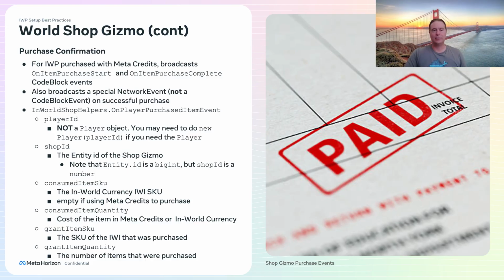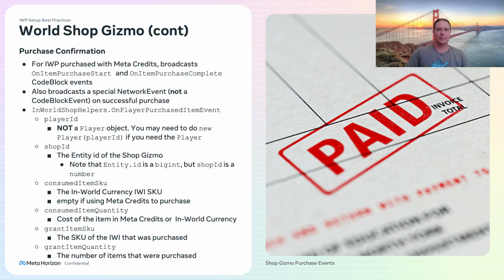This consumed item SKU, if it wasn't meta credits, would be the coin SKU. And if you use meta credits, then this is just not set. And then the cost in meta credits or the currency, and then the thing that was purchased, and the number of things that were purchased. Right, so that's how you find out when things are bought for the shop gizmo. For meta credit purchases, you get the normal purchase start and complete events. For in-world currency purchases, you get this in-world shop helpers player purchase item broadcast network event.